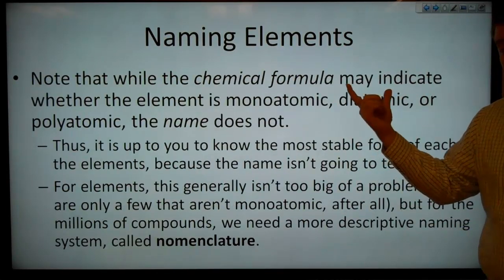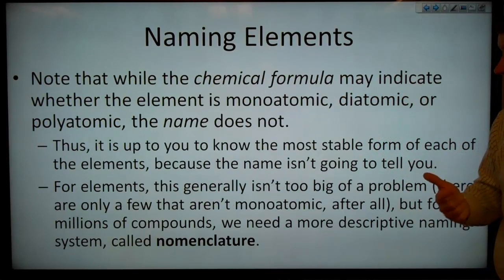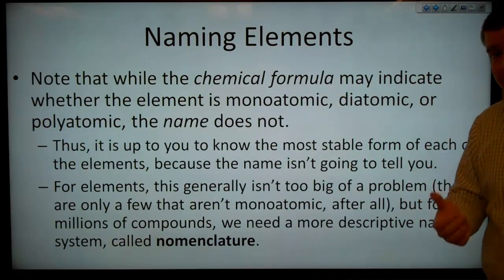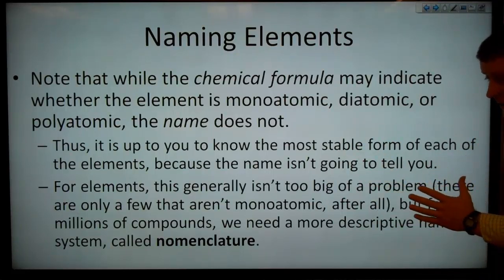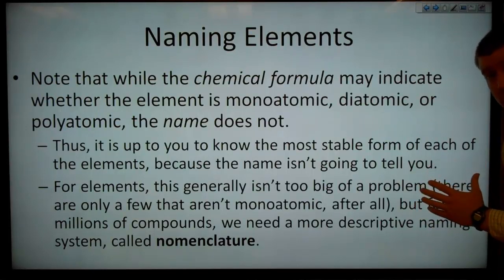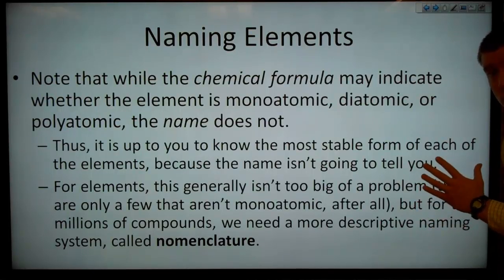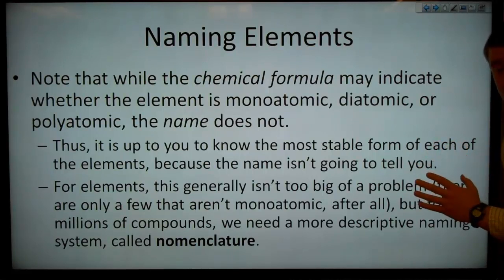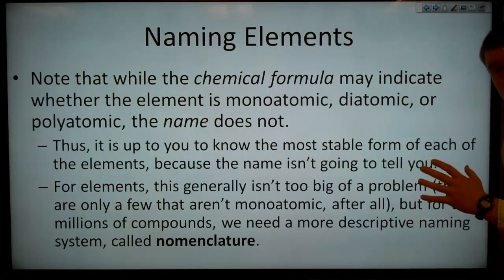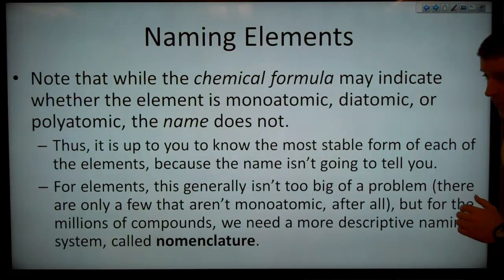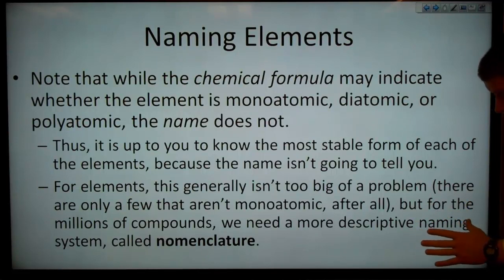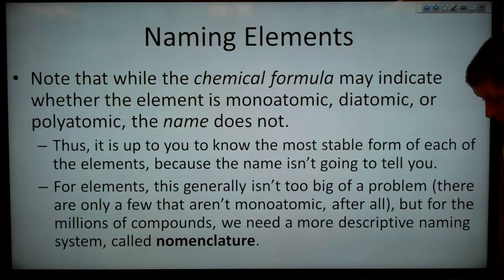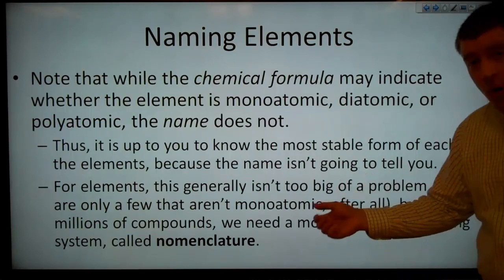Note that while the chemical formula may indicate whether the element is monoatomic, diatomic, or polyatomic, the name does not. So that means that it's up to you to know the most stable form of each of the elements, because the name isn't going to tell you. For all of those diatomic elements that you should already have memorized, you need to know that, say, chlorine or oxygen or nitrogen in their elemental states exist as Cl2, O2, and N2. For elements, this generally isn't too big of a problem because there are only a few that aren't monoatomic, but for the millions of compounds, we need a more descriptive naming system called nomenclature.